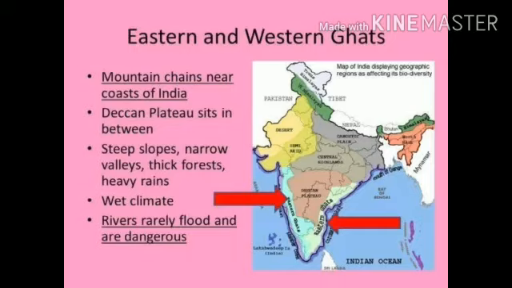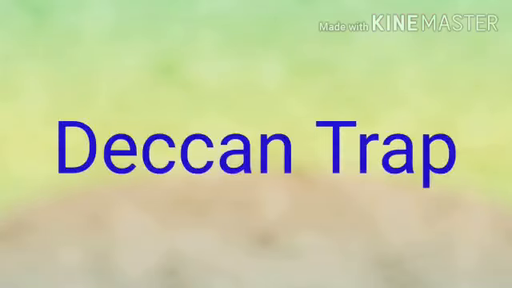Let us discuss about Dekhan Trap. The western part of the plateau is known as the Dekhan Trap. Students, in Dekhan Trap, rocks are of volcanic origin. Thus, the type of rocks is igneous, and these are denuded over time, resulting in the formation of black soil.